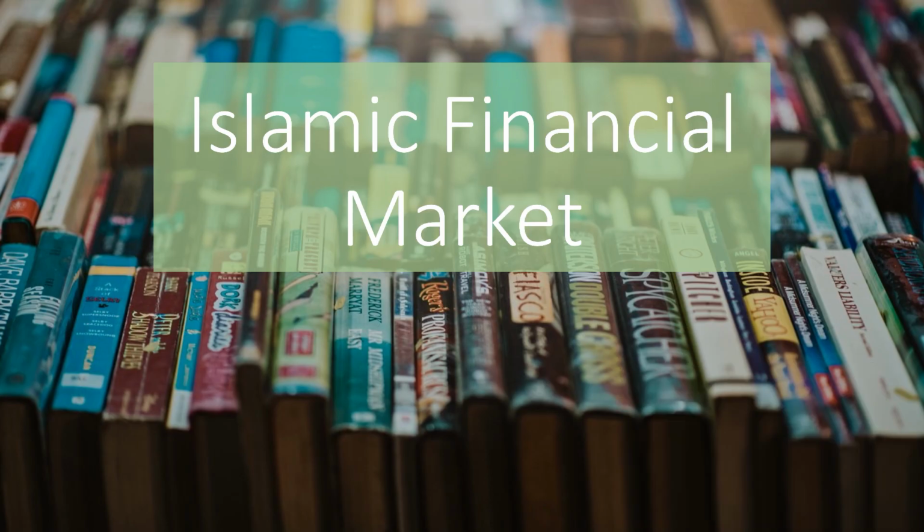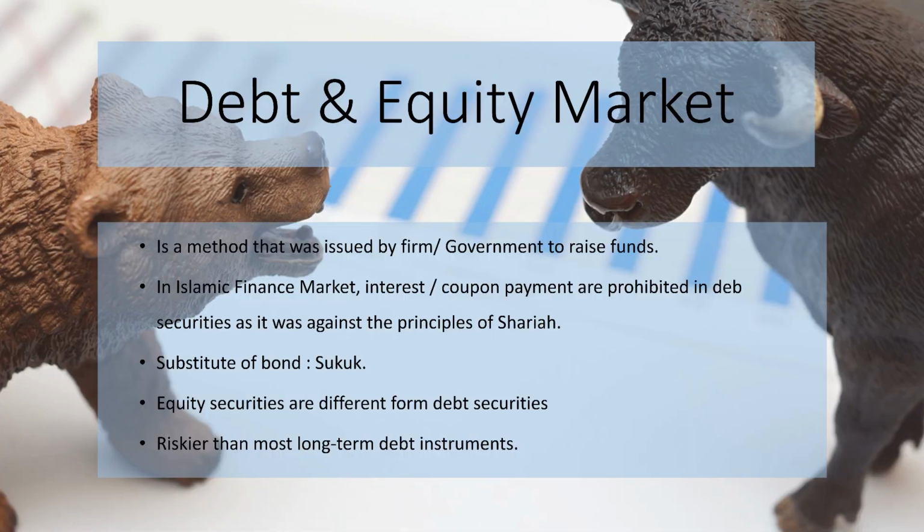Next, we will focus on the main types of Islamic financial markets. As in conventional finance, there are many different types of Islamic financial market, each market having its own purpose and objectives. Similarly, there are different characteristics of these markets. The first Islamic financial market is the debt and equity market. There are two methods by which firms or governments raise their funds: by issuing debt securities such as bonds or equity securities such as stocks. Unfortunately, the Islamic financial market prohibits the interest or coupon payment embedded in debt securities like bonds.